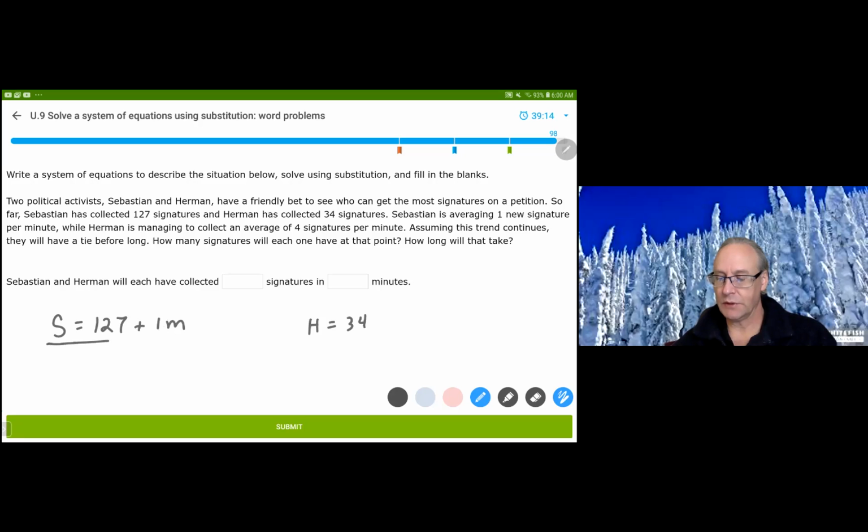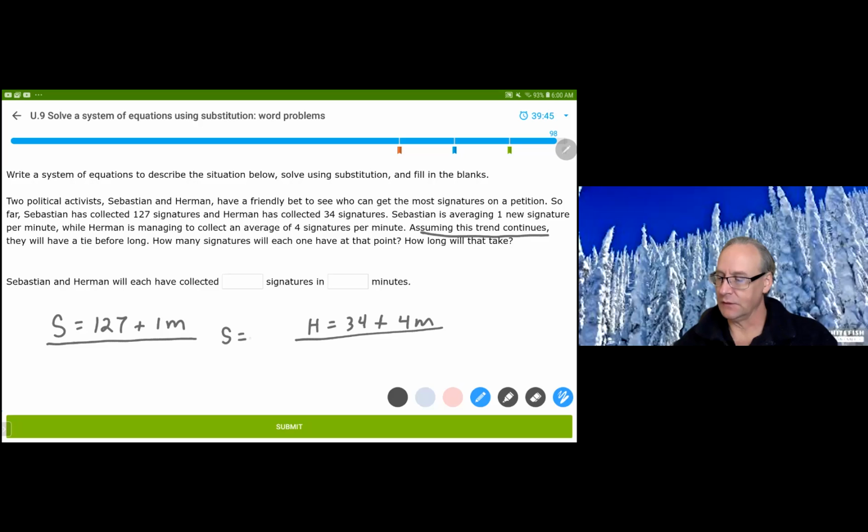This is the number of signatures that Sebastian has gathered. Herman is averaging 4 per minute, so obviously his rate is much higher. This is the number of signatures Herman is getting. Now, assuming this trend continues, and this is a really important statement, because if the rates keep changing, then there's no way to solve this problem. But if the rates stay the same, then when will they be equal?